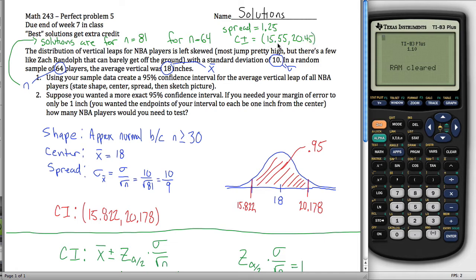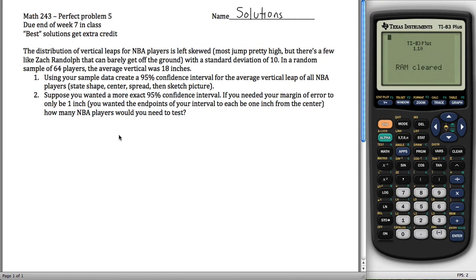So now I'll start the video as normal and I'll go through. You'll see all the solutions to kind of see where these answers came from. But I just want you to note that the solutions will show n equals 81. Sorry about that mistake.